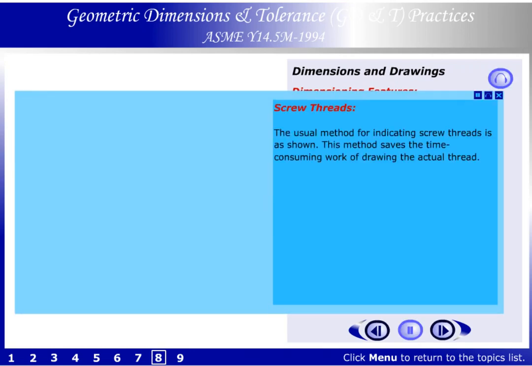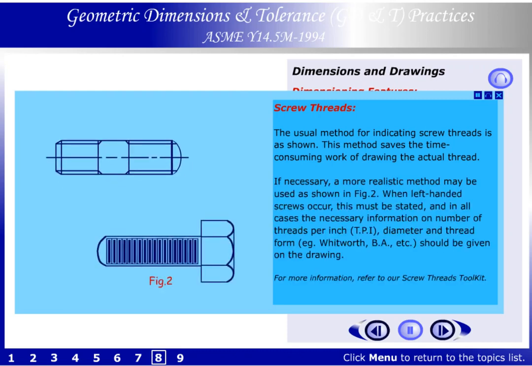Screw threads. The usual method for indicating screw threads is as shown. This method saves the time consuming work of drawing the actual thread. If necessary, a more realistic method may be used as shown in Figure 2.